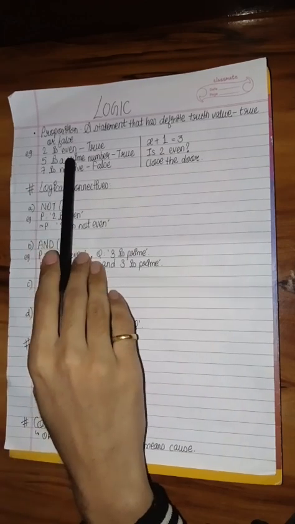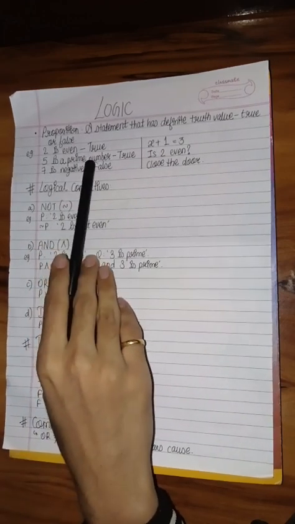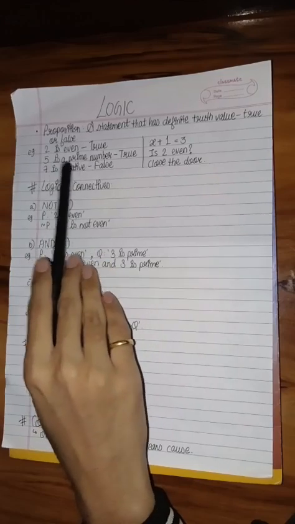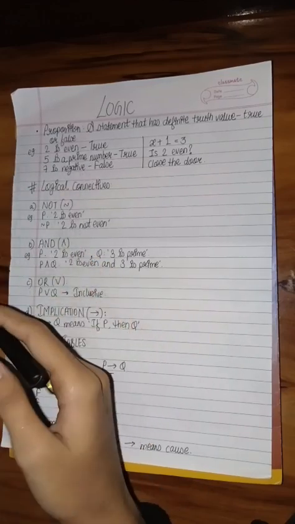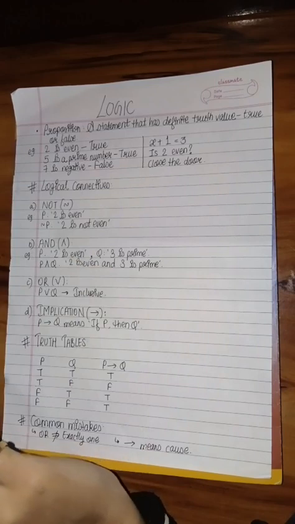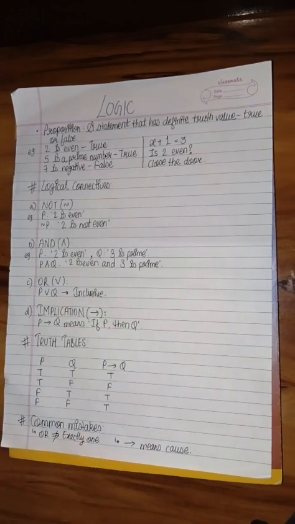So, 2 is even is a true statement. 5 is a prime number is a true statement. 7 is negative is a false statement. All of these are propositions.